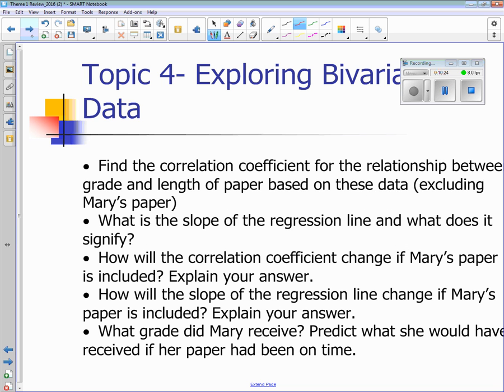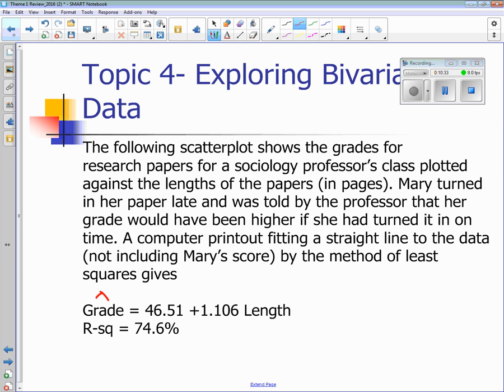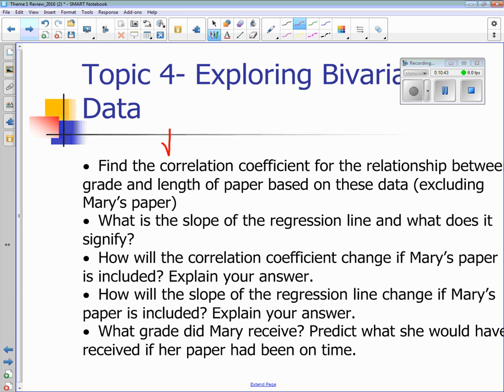Let's make sure we understand, how do I find the correlation coefficient? Look at the information that was given to us on the previous page. How do I find R? How do I find the correlation? Matthew? Exactly. We're given R squared here, 0.746. So we're simply going to take the square root of 0.746, and you should get 0.864.